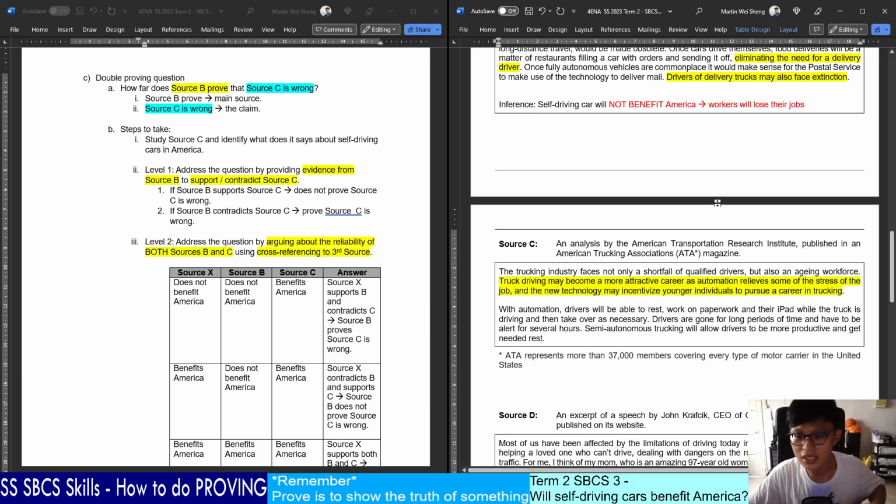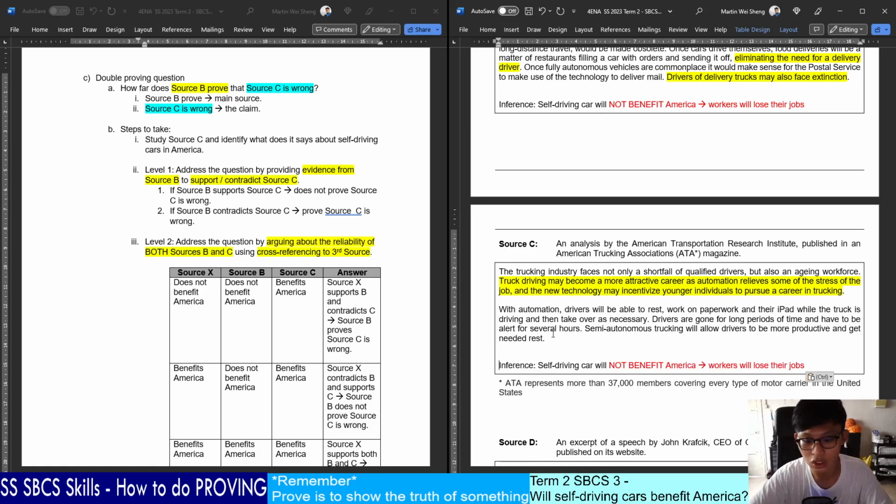So is this a benefit over here? Yes, it is, because with the use of technology, it makes the job easier to do, and it makes the job more attractive to young people. So in this case, self-driving car will benefit America. It makes jobs more attractive.